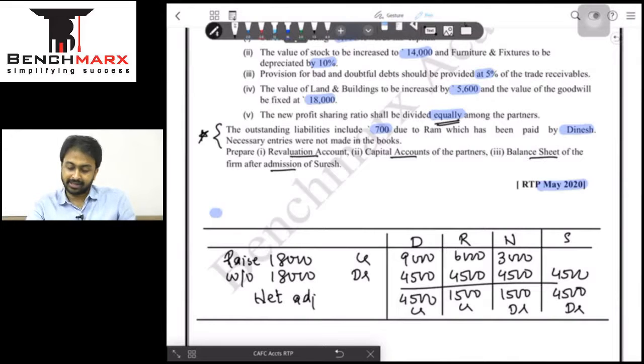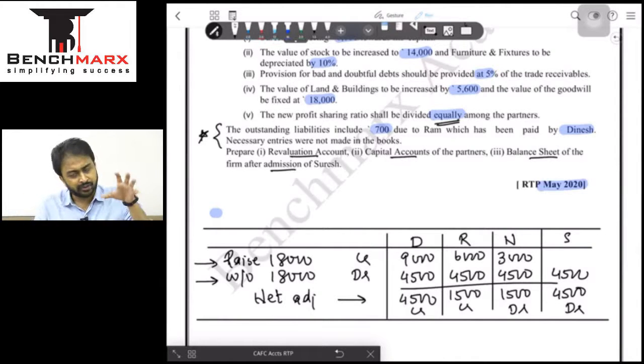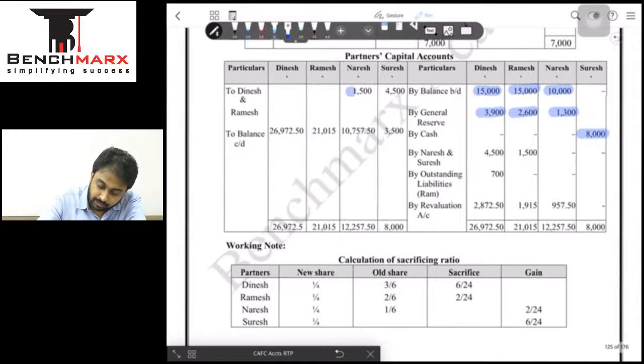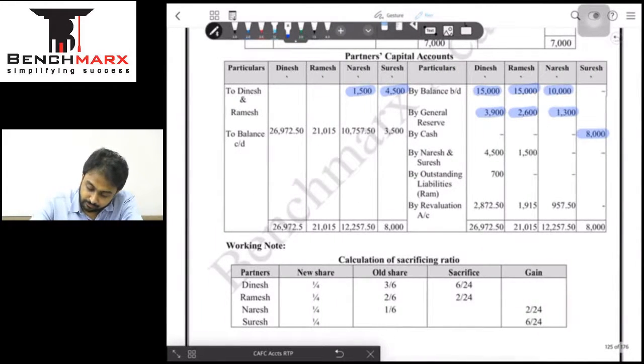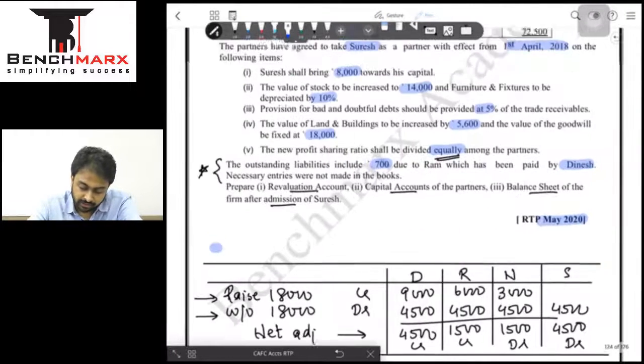So it is N debit, S debit, 2D and 2R. So N and S are debit, 1,500 and 4,500. So as I said, raise in the old ratio, write off in the new ratio, and after knocking off, this is the adjustment of goodwill amongst the partners without involving goodwill. When the question is silent, this is the typical treatment that needs to be done. So N and S debit 1,500 and 4,500, and D and R are credit 4,500 and 1,500. So this is the net goodwill adjustment amongst the partners as well.